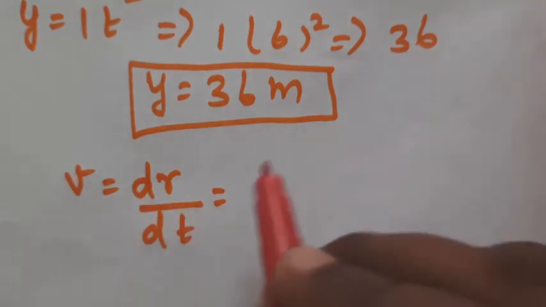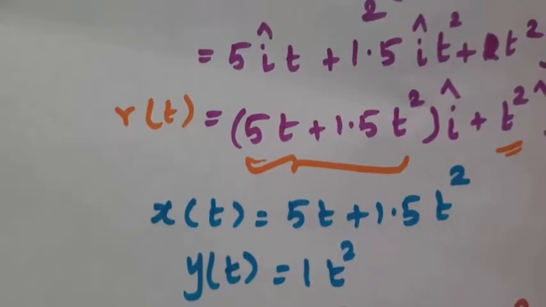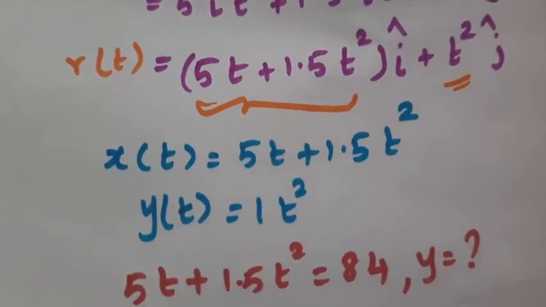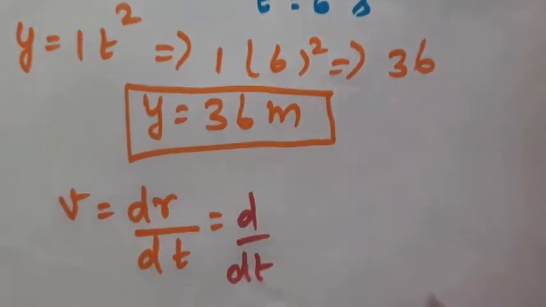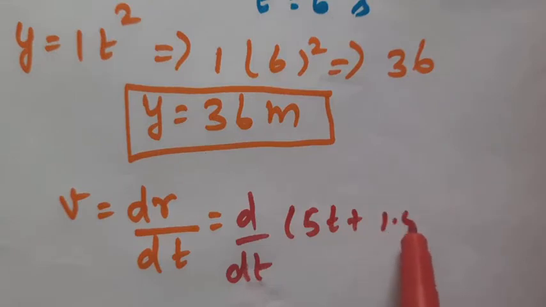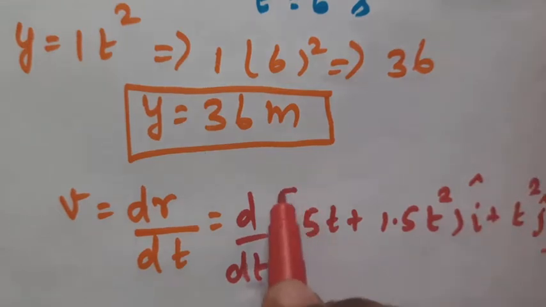What is the r? You all know d by dt of the r value. Previously we have determined it. What is that r value? r is nothing but 5t plus 1.5 t square i plus t square j cap. So we have to substitute that r value here: 5t plus 1.5 t square i cap plus t square j cap. Okay, this is the one.